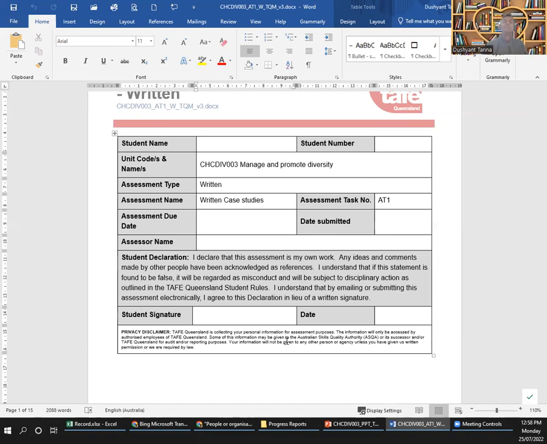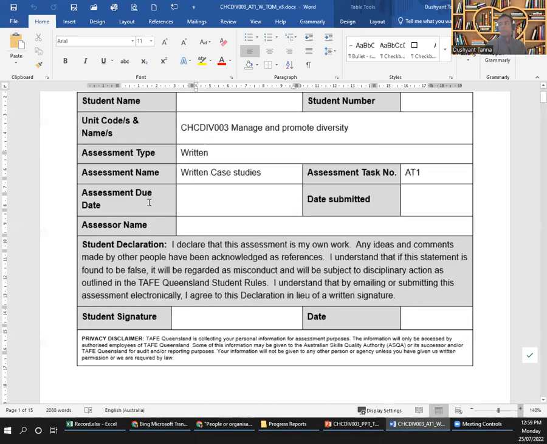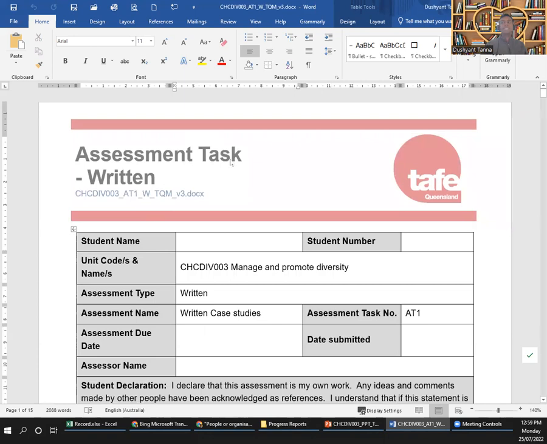It's a pretty standard structure. It will be like this in all the assessments, except the code and the name or the task number or the type of the task. Right, I'll just make it a bit bigger. Assessment task, it will tell you here CHCDIV003. That's the code of the unit that we are doing. AT1 is assessment task 1. W is for written task. 8 Queensland material, version 3. Don't worry about that, just the first bit is important.